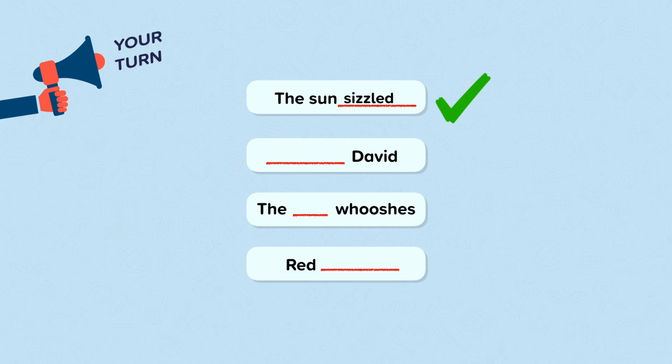Now let's check to see if you used alliteration correctly in the other examples. You could have chosen to describe David using an adjective that began with the same D sound, like dangerous David or dazzling David. You might have chosen to put the word wind in the next example so that it became the wind whooshes. You might have chosen a word beginning with an R sound, like red roses or red rubies for the final example.